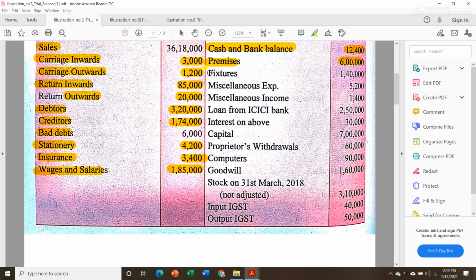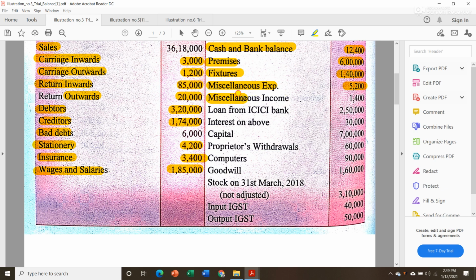Then next we have fixtures. Fixtures, you can imagine as one of your assets, like furniture and fixtures. Like in offices we usually have shelves and all to keep files. So you can think that fixtures are nothing but the furniture of your office, so it will be recorded on the debit side. Then we have miscellaneous expenses. Expenses are recorded on the debit side, so 5,200 will also come on the debit side.